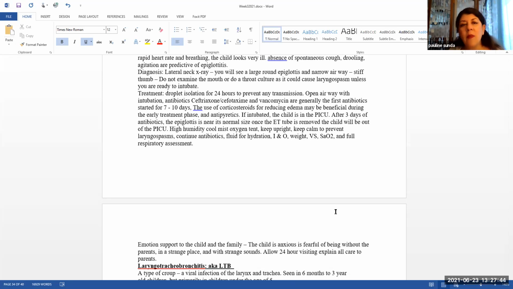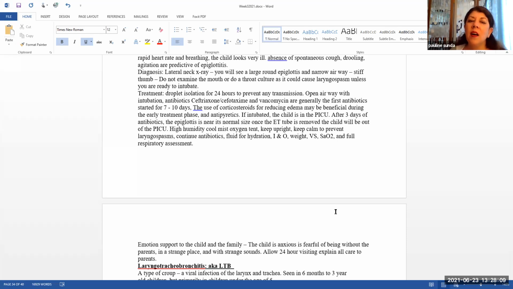Do not examine the mouth or do a throat culture, as it can cause a laryngospasm, and that would obviously not be good. So you only examine the mouth if you are ready to have somebody intubate. Treatment, they will be in droplet isolation for 24 hours to prevent any transmission. Open the air with intubation if it is necessary.